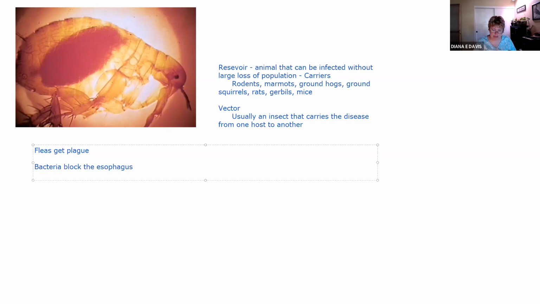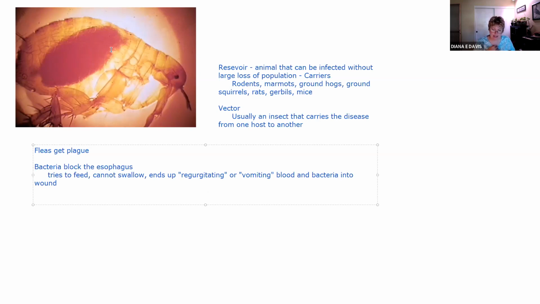So the flea tries to feed. It cannot swallow, so it ends up regurgitating or vomiting blood and bacteria into the wound. So the flea is infected and the bacteria is in its digestive tract. So when it vomits, some bacteria is going into the bite wound where they just bit the person or the rodent or whatever animal they've bitten.